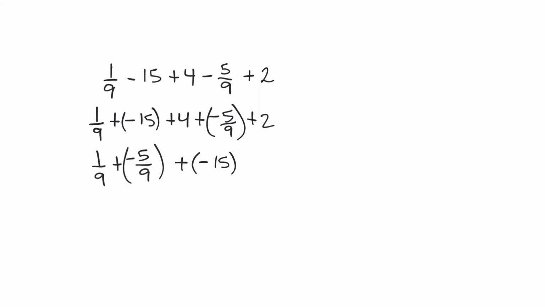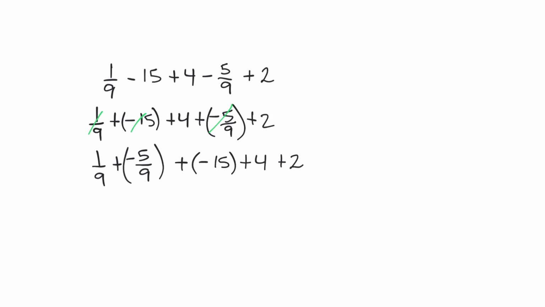I'm going to knock these things out. I have that taken care of and that taken care of. In this, I have the plus 4 and the plus 2. So I'll write this as plus 4 plus 2. Now that's the commutative property in place.